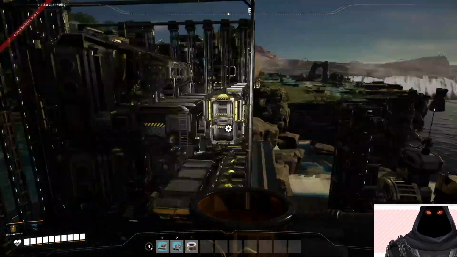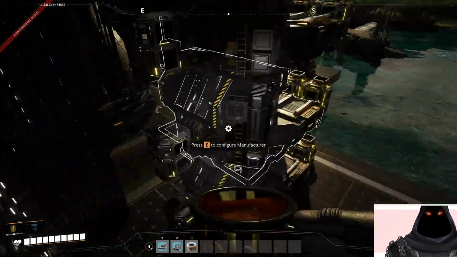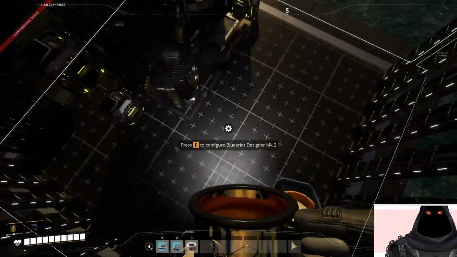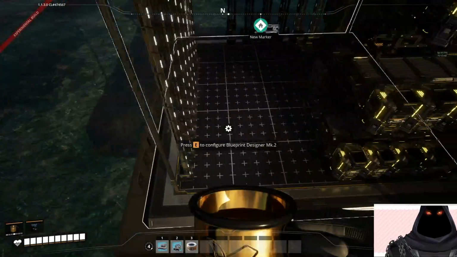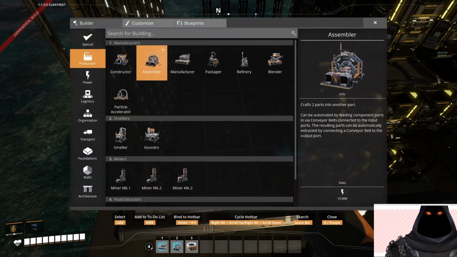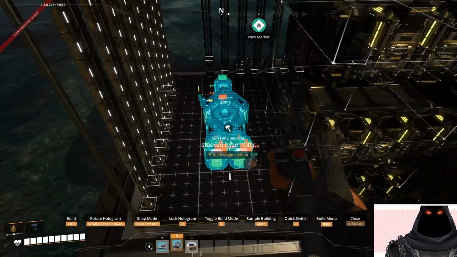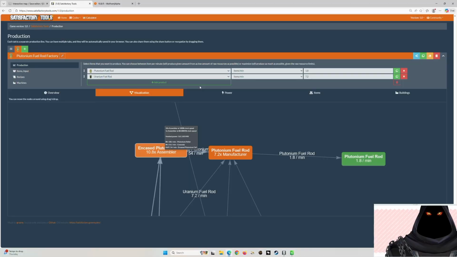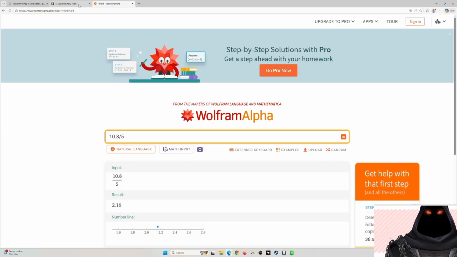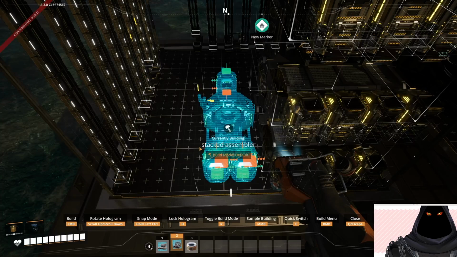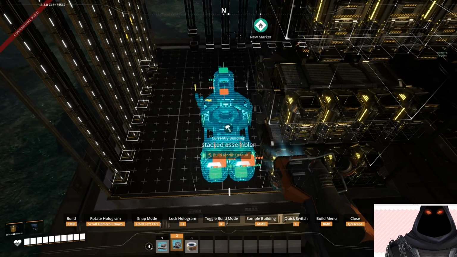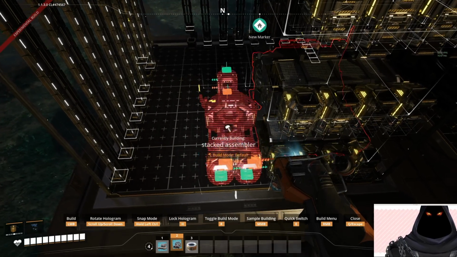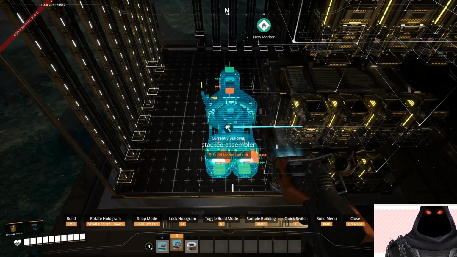Alright, so yeah, that's just a quick demonstration that we can fit 3 manufacturers in this blueprint, which is exactly what we need. But now the thing I'm not sure about is the assemblers, because I don't think you can fit 5. Did we say it was 5? Yeah, 5 assemblers. I don't think that's possible. But I'm going to quickly double check, just to be safe.